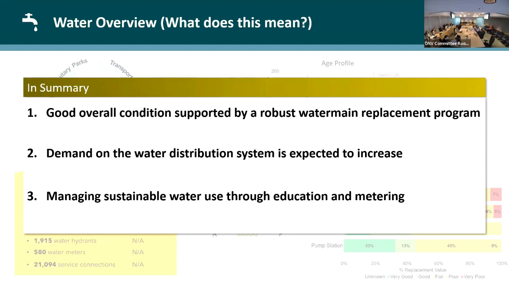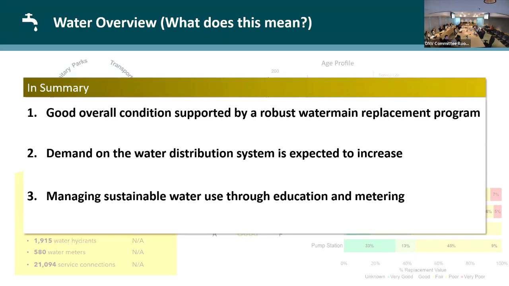The second element is that we are starting to see the demand on the water distribution system increase. So with ongoing growth, with ongoing densification, it's increasing that demand. This is particularly the case when we think about fire flow standards. So when we have a single family home and then we go to something more multi-family style, there are different fire flow standards that are required. So as we densify, there's more pressure put onto our system there.